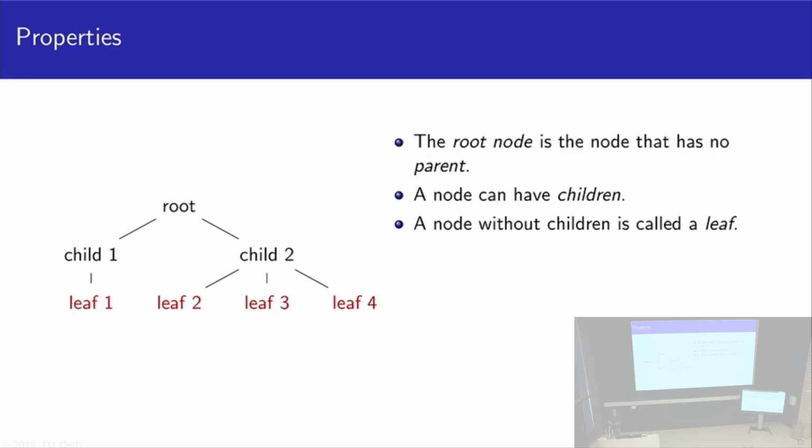Now, just like in a family tree, we call nodes that have the same parent siblings. So in this case, child 1 and child 2 are siblings. Leaf 2, 3, and 4 are also siblings, but leaf 2 and leaf 1 are not.